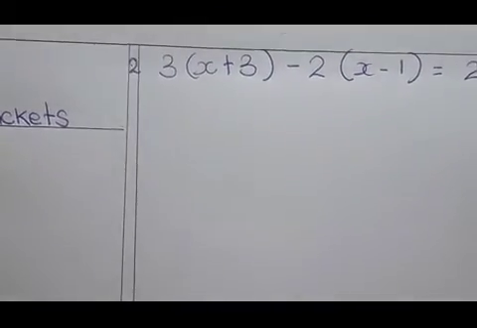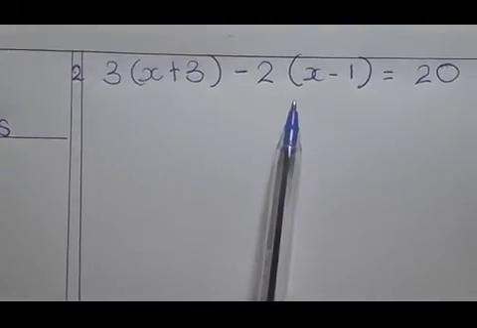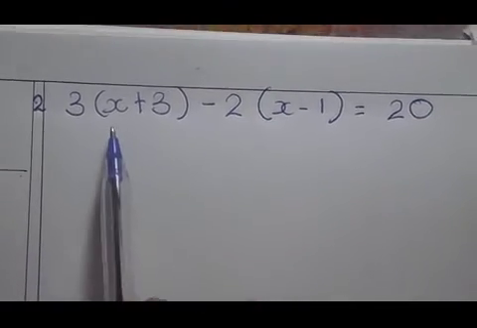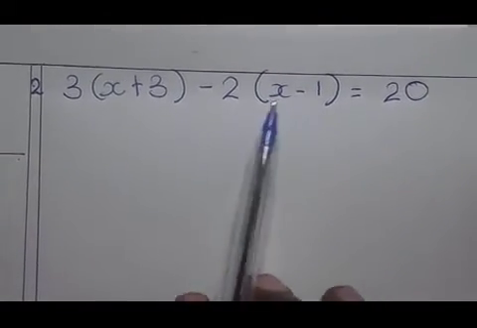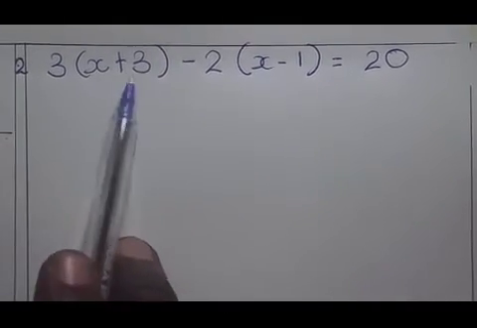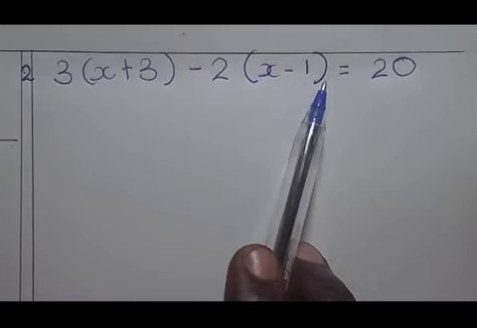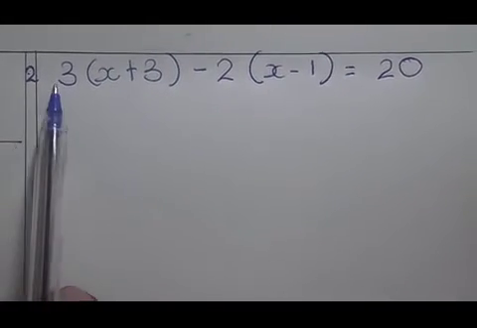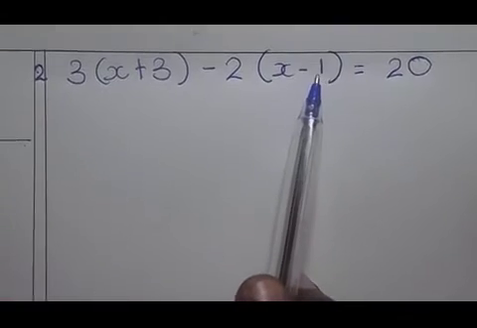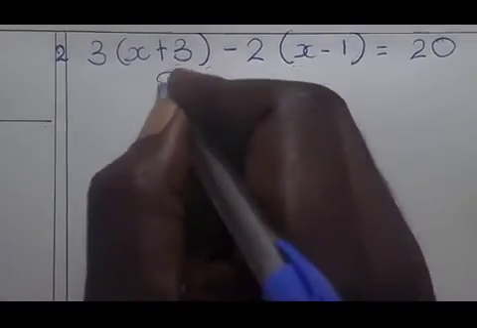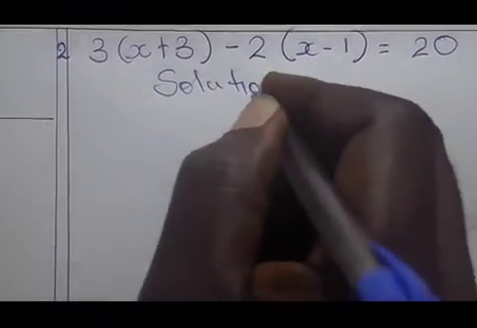Yes, now in our second example, you realize our second example is slightly different from the first example you saw. In the second example, we have 2 brackets to remove before we solve our equation. We have this first one and the second one. The first bracket is being removed using 3, and in the second bracket, we are using -2. So our solution here will be solution.